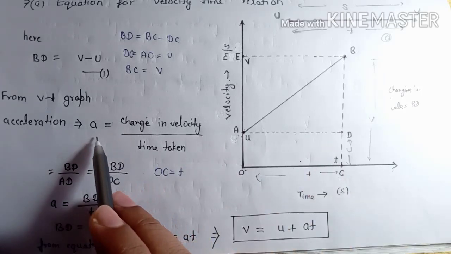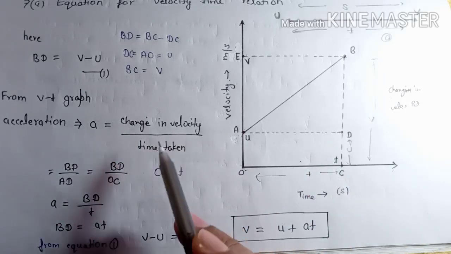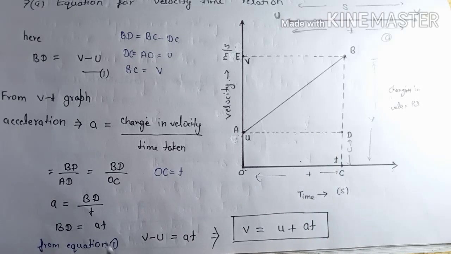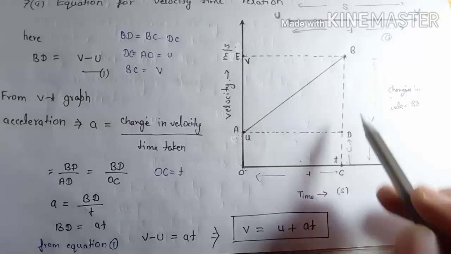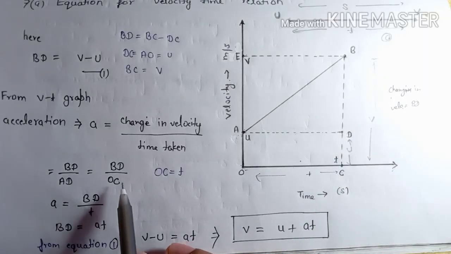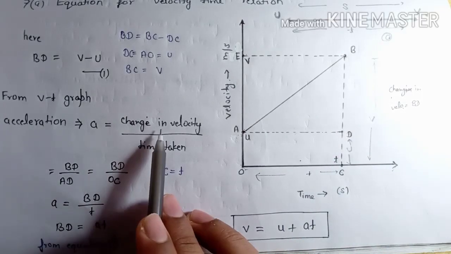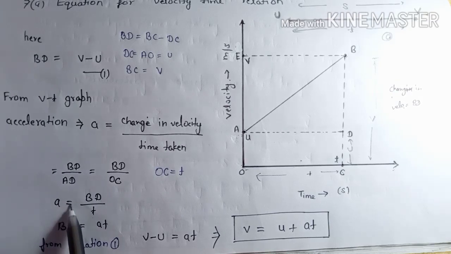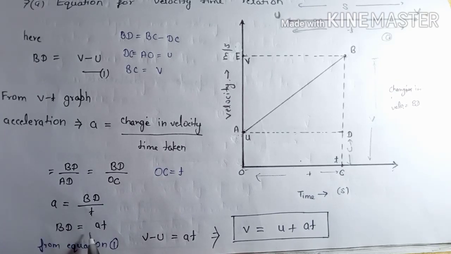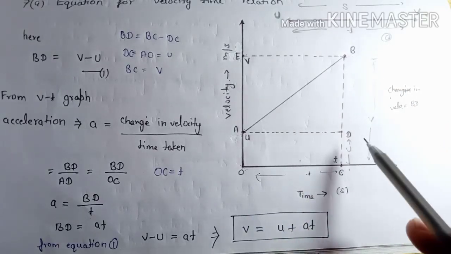And you can write now a is equal to change in velocity, that is BD, and the value of BD is equal to what? V minus u, this is v and this is minus u. So you can see that a is equal to BD upon time taken t. Now BD is equal to a into t, because this is the cross multiplication of a over t and BD over 1. So BD is equal to at from here. BD is equal to this v minus this u.